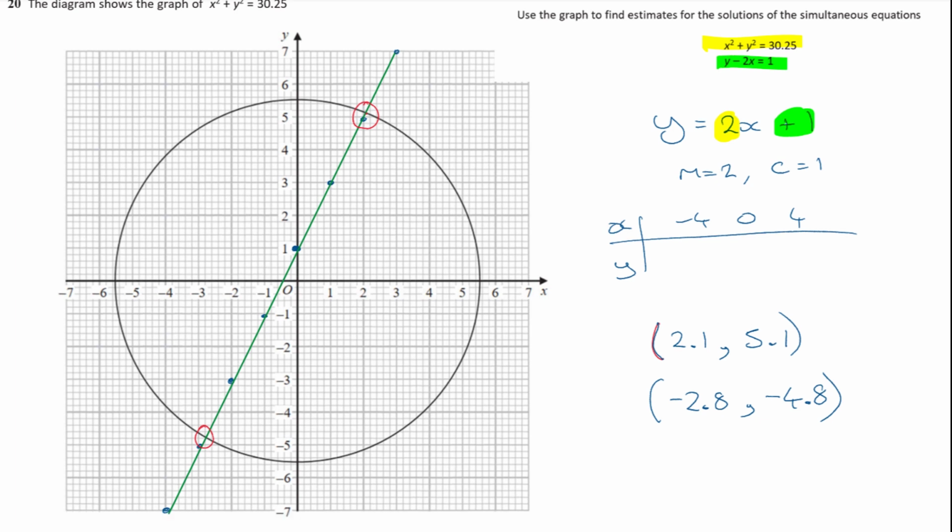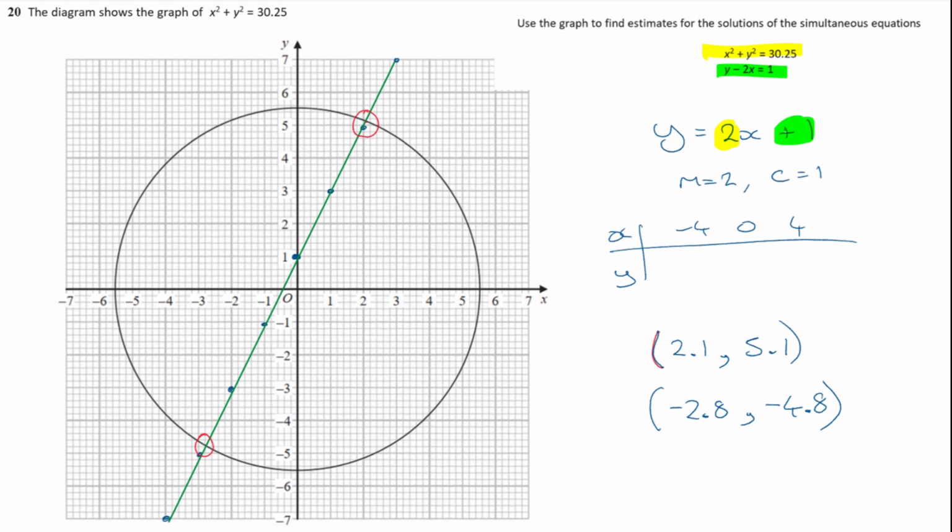Now I'm not sure if this question wants it written as coordinates or x and y values. So let's just write it down as x and y values as well, just to be sure. So x equals 2.1 when y is 5.1, and x equals minus 2.8 when y is minus 4.8. Okay, so I've written it as coordinates, I've written it as x and y values. I think I've got all my bases covered. Let me just tie that up a little bit because the 8 went a bit weird. Minus 2.8. Okay, I'm happy with that.